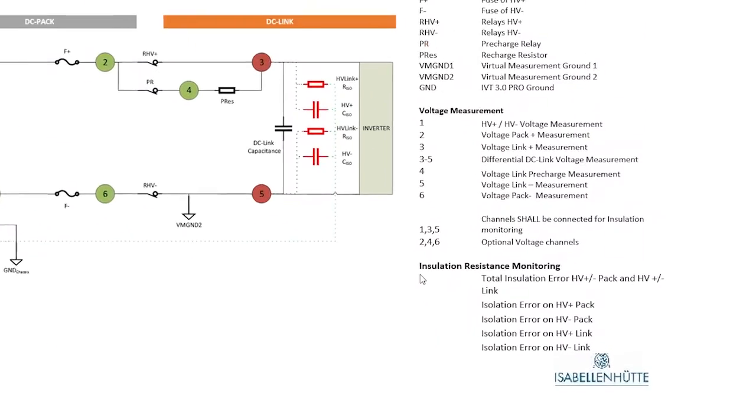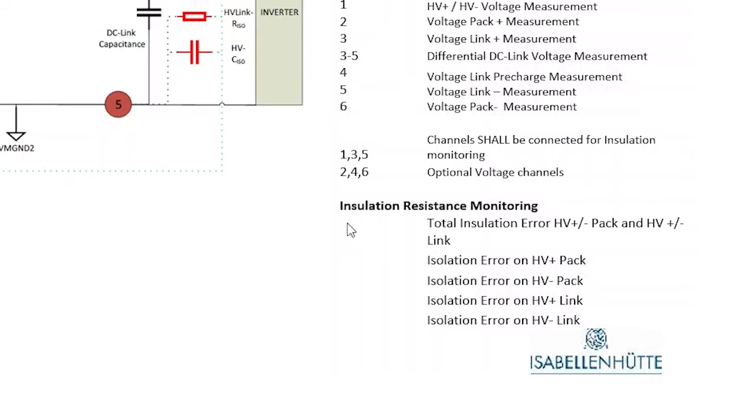Lastly, the active isolation resistance monitoring will give you 5 different values in the CAN result messages. These are the total insulation error on the high voltage side plus minus, pack, and high voltage plus minus link. So this is a combined insulation error of all the sub-measurements. And then correspondingly it will put out the isolation error on the plus pack side and on the minus pack side, as well as on the plus link side and the minus link side.